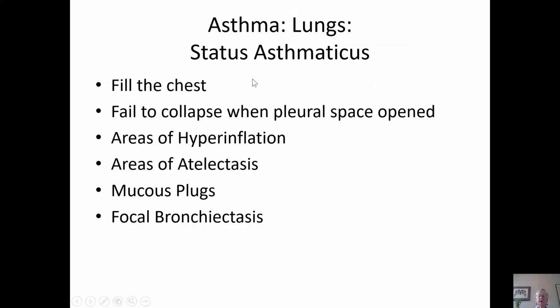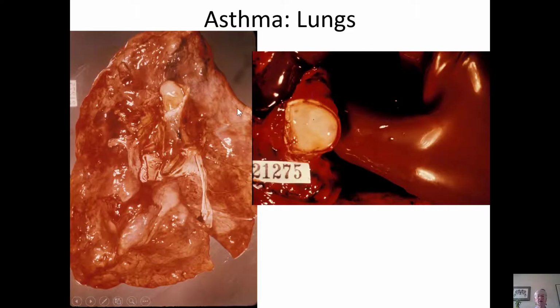In a patient with status asthmaticus, the lungs can be quite startling. They fill the chest, i.e. they fail to collapse when the pleural surface is open. There can be areas of hyperinflation, areas of atelectasis, mucus plugs, which can be quite startling, and focal bronchiectasis. In this lung of a patient who's died with status asthmaticus, the lung is hyperinflated, and there is a large mucus plug which stops deflation of the lung on its removal. This is seen at a higher magnification here.